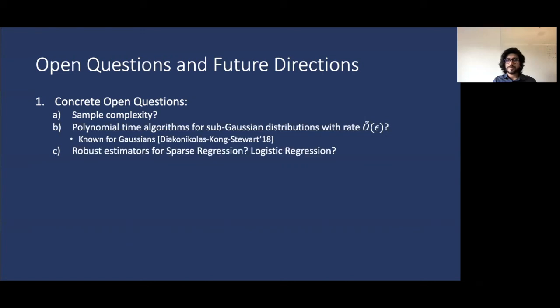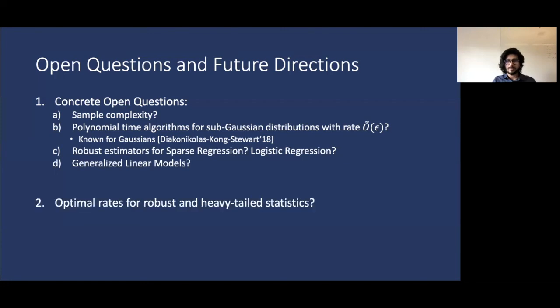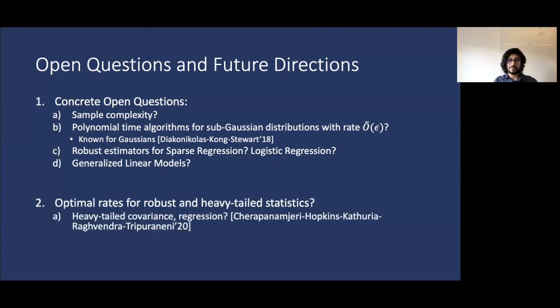I also think it's interesting to consider finding estimators that achieve optimal rate for problems like sparse regression, logistic regression, and in general, the so-called generalized linear models. Okay, apart from regression and robust variance, I think it's also interesting to explore efficiently computable estimators which achieve optimal rates for robust and heavy-tailed statistics problems. So for instance, for heavy-tailed covariance estimation, there are some really cool open problems, and there's recent work by Chakrabarty, Narayanan, et al.